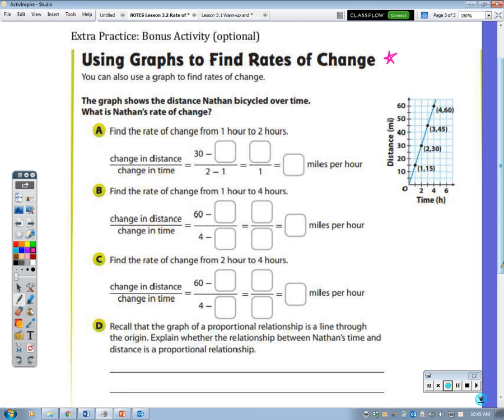Okay, so using graphs to find rates of change. You can also use graphs to find rates of change. We did talk about that already, but we're going to go through a little bit longer of an explanation now. So the graph shows the distance that Nathan biked over time. What is Nathan's rate of change? Find the rate of change from 1 hour to 2 hours.